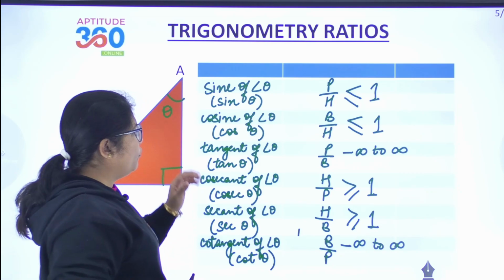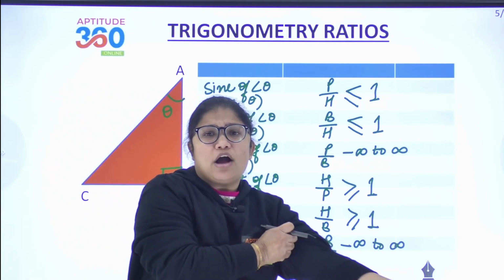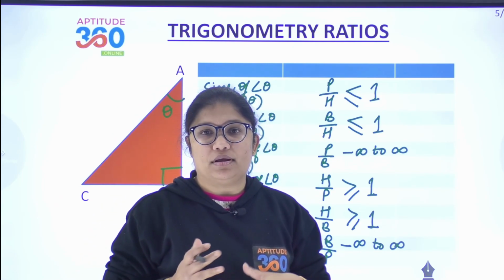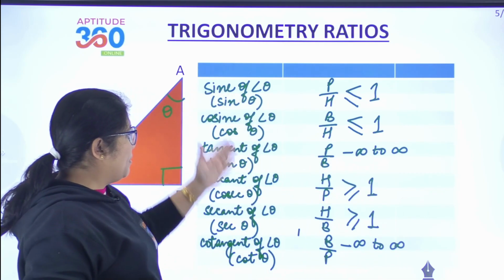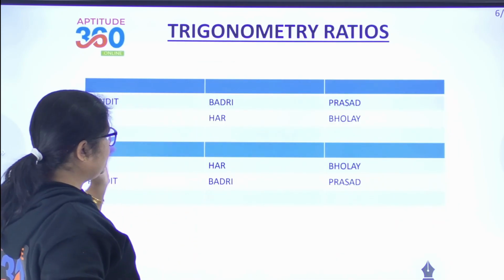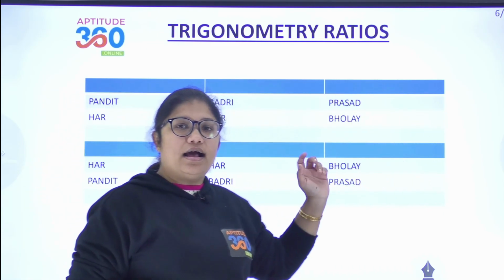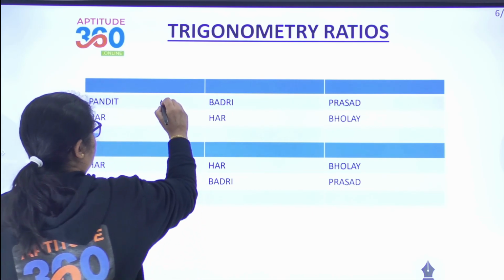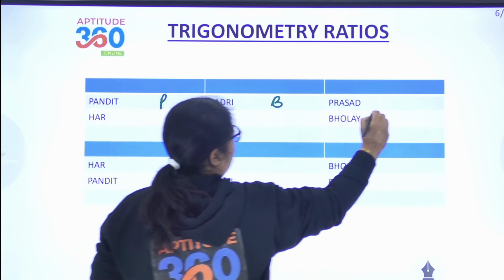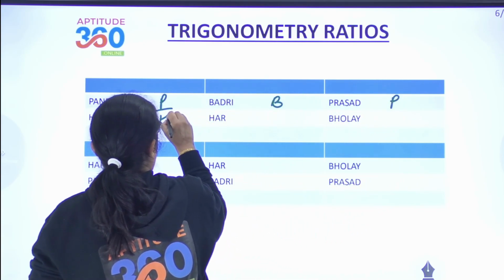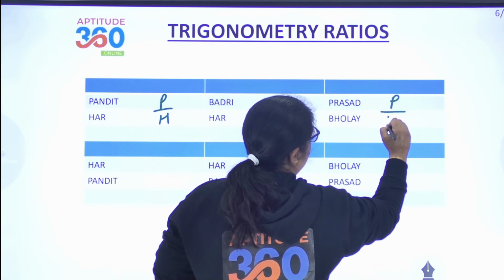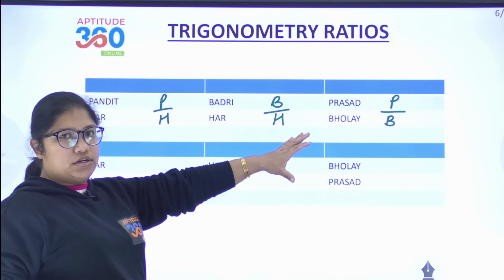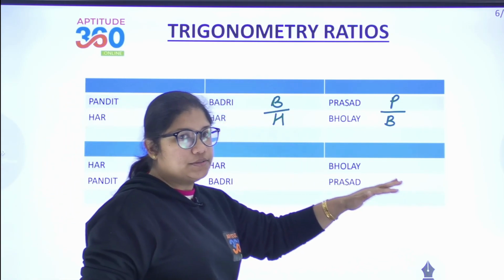Okay friends, before we go to that, you might ask me, Misha, how do I remember all these complicated ratios, right? So there is a very famous way to remember these ratios, which is known as Pandit Badri Prasad Har Har Bole. So what you have to do is take the first alphabet of these words and write it down. Pandit Badri Prasad Har Har Bole. So with this we have got 3 ratios. By remembering these 6 words, you have got your 3 ratios.